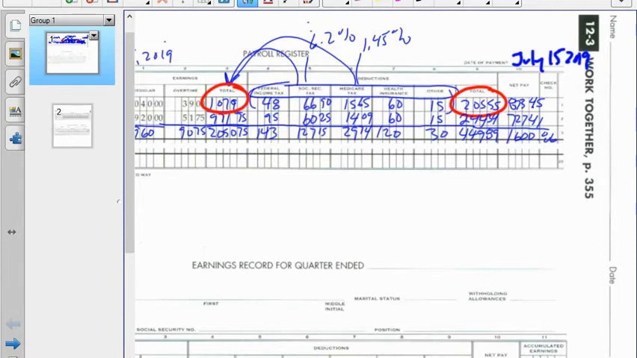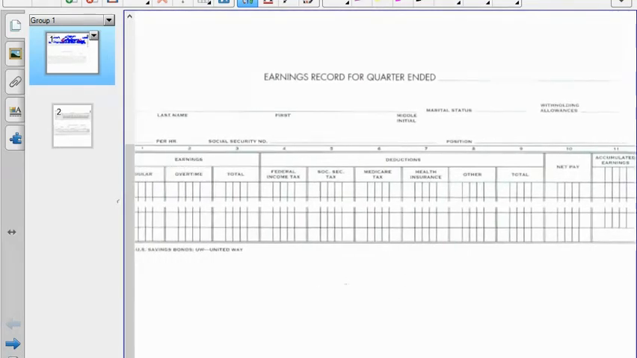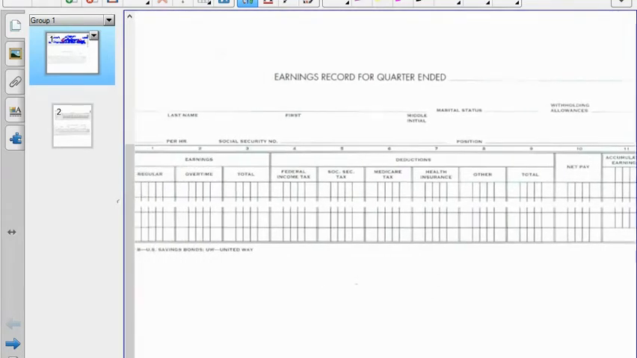That is the first half. That's my payroll register half. Again, that is all my employees for one pay period. I now need to go back to the textbook and I need to finish up some information here for an employee's earning record.